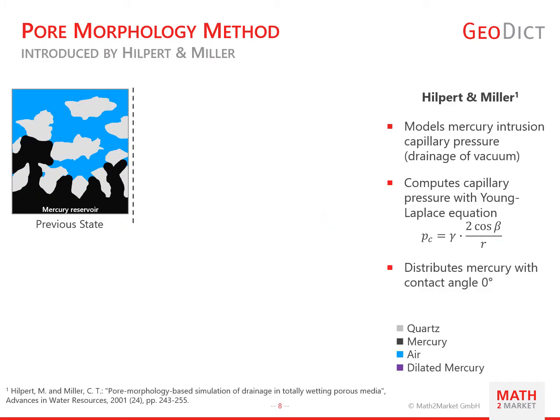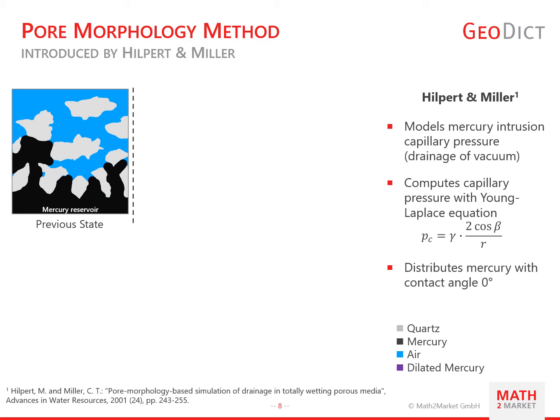In the approach of Hilpert and Miller, the capillary pressure curve is computed via Young-Laplace equation, based on advancing states of fluid distributions. These fluid distributions were inscribed with a 0-degree contact angle, using dilate and erode processes shown here based on an intermediate step in the 2D sample. Here we have mercury in black, air or vacuum in blue, and quartz grains in gray.